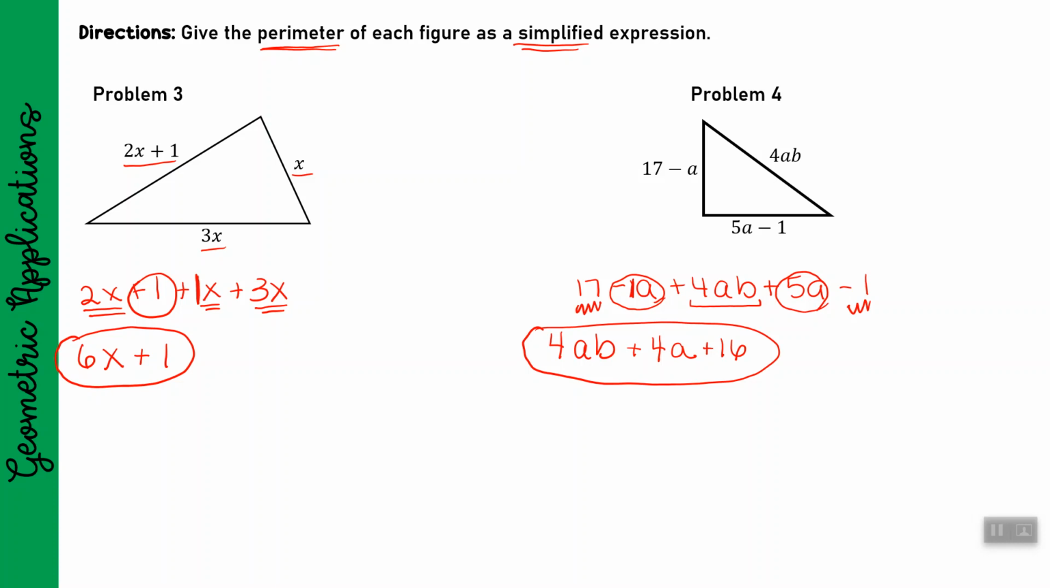Again, we could technically take these a step further. I could ask you to evaluate them using saying a is 7, b is 5, evaluate and find the perimeter. But we're not doing that here. We are simplifying. We are putting it in as simplest terms possible.